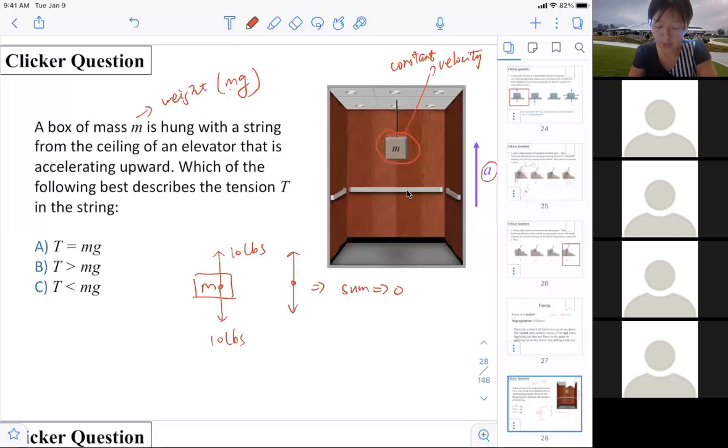So you can see it is accelerating together with the elevator upward, then the force must be unbalanced, right? That we can get directly from Newton's first law. How can the force be unbalanced, with the upward force bigger than the downward force, or the upward force smaller than the downward force?